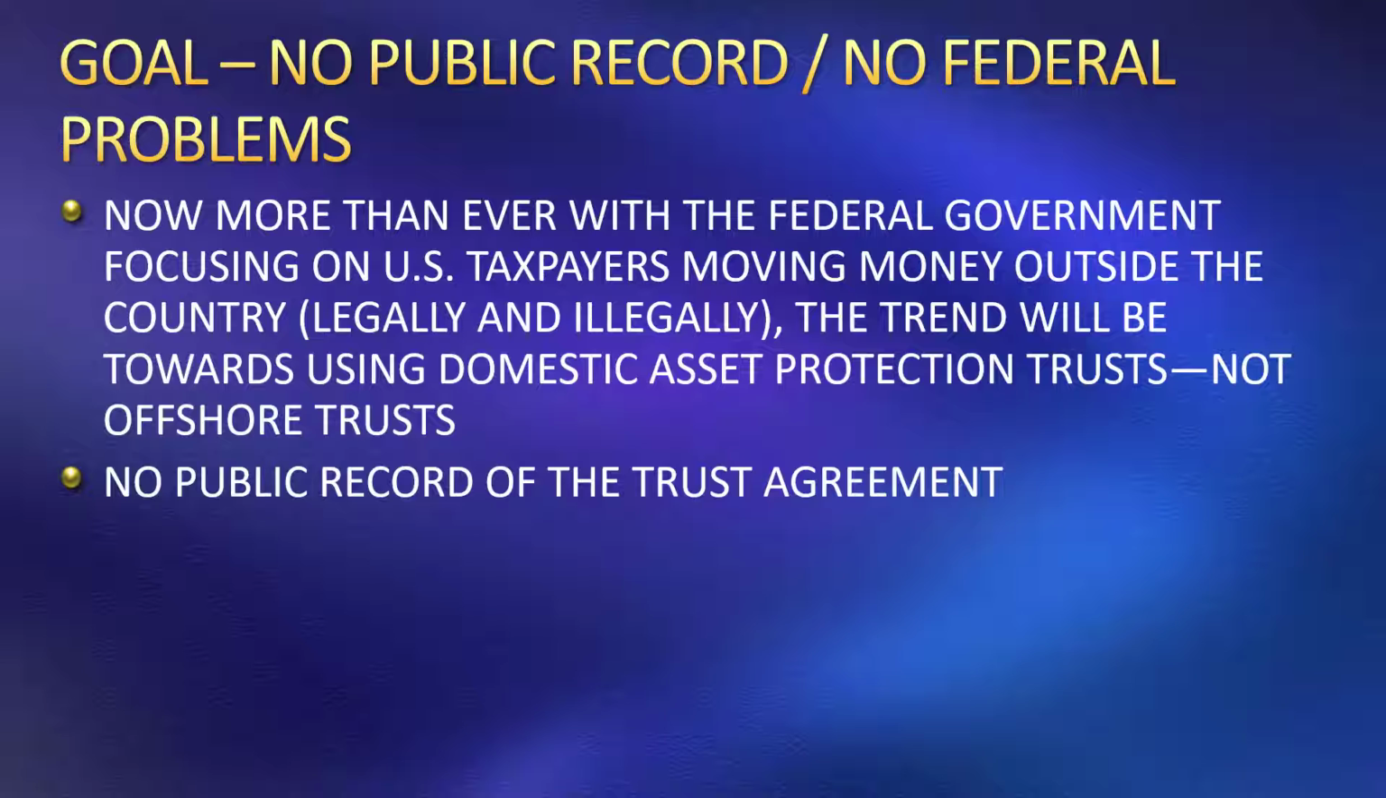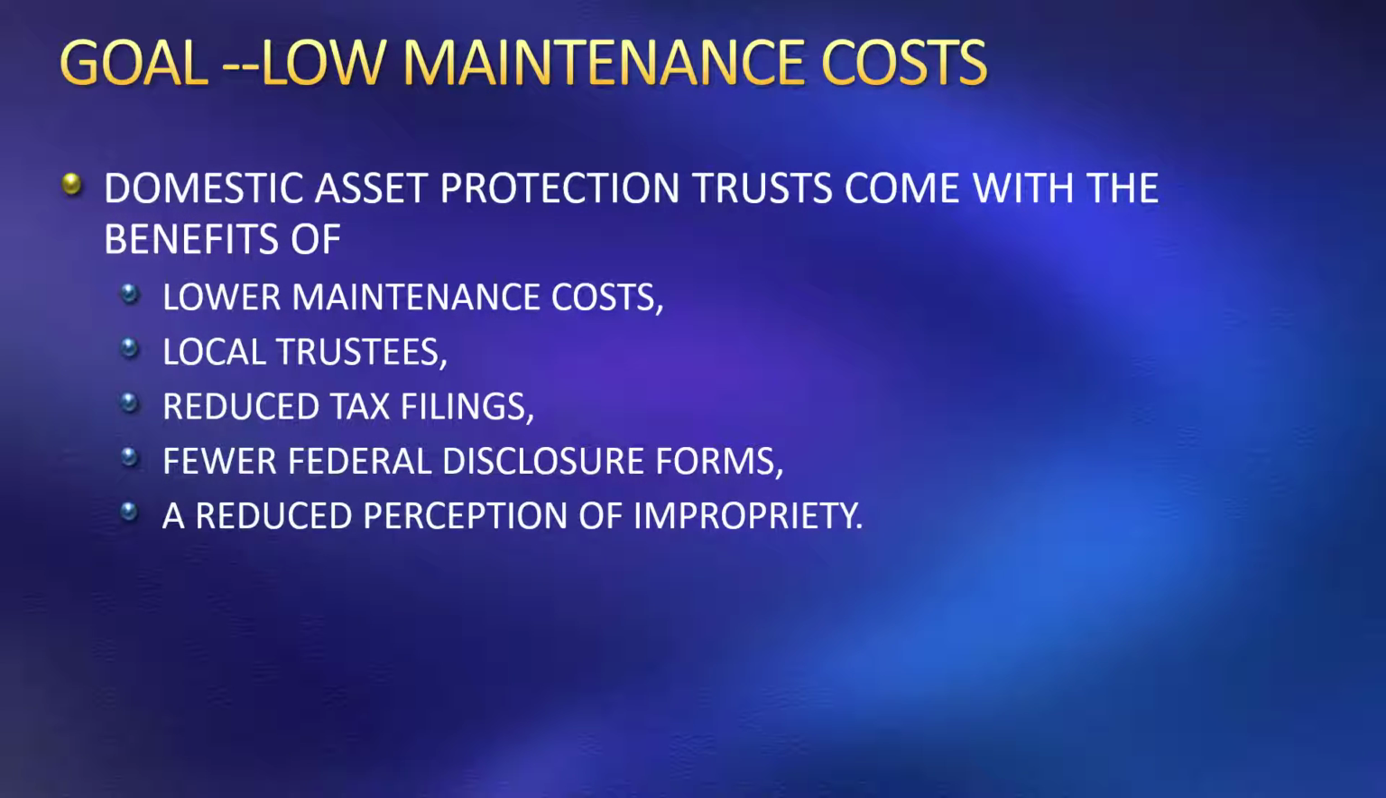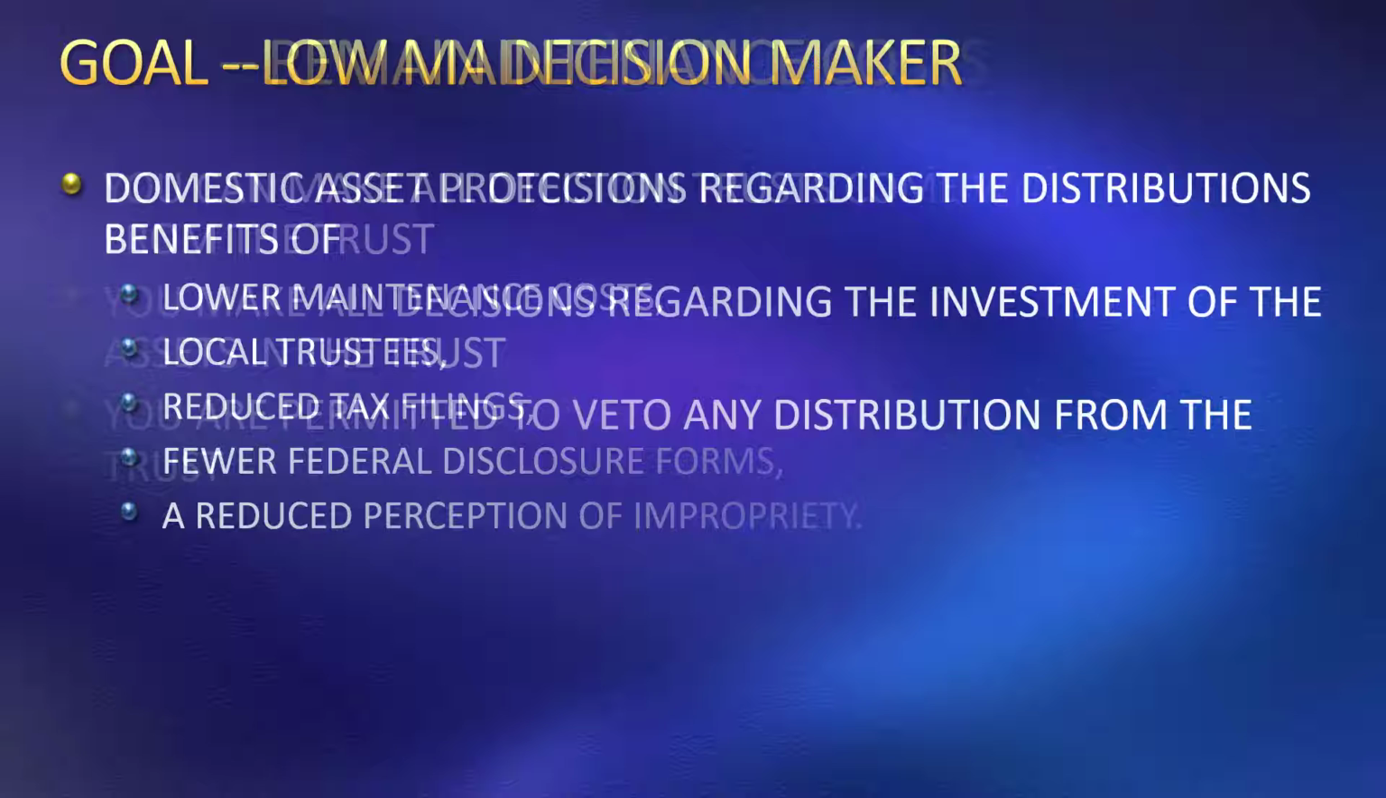There's no public record, no federal problems. Now more than ever, with the federal government focusing on U.S. taxpayers moving money outside the country, legally and illegally, the trend will be towards using domestic asset protection trusts, not offshore trusts. No public record of the trust agreement exists. Low maintenance cost. Domestic asset protection trusts come with the benefits of lower maintenance costs, local trustees, reduced tax filings, fewer federal disclosure forms, and a reduced perception of impropriety.